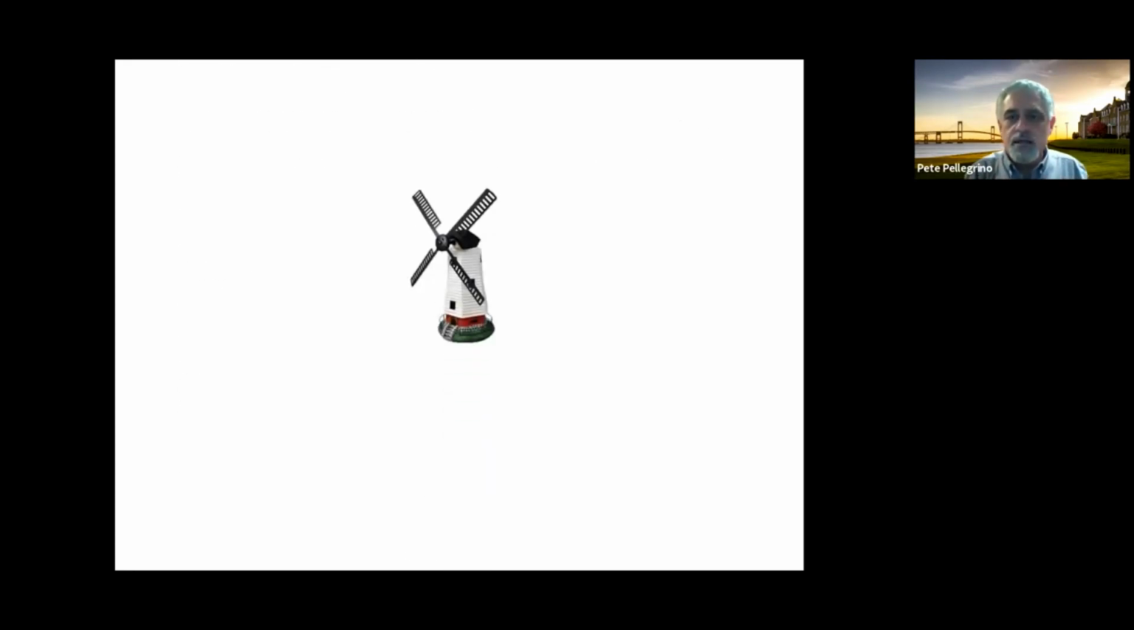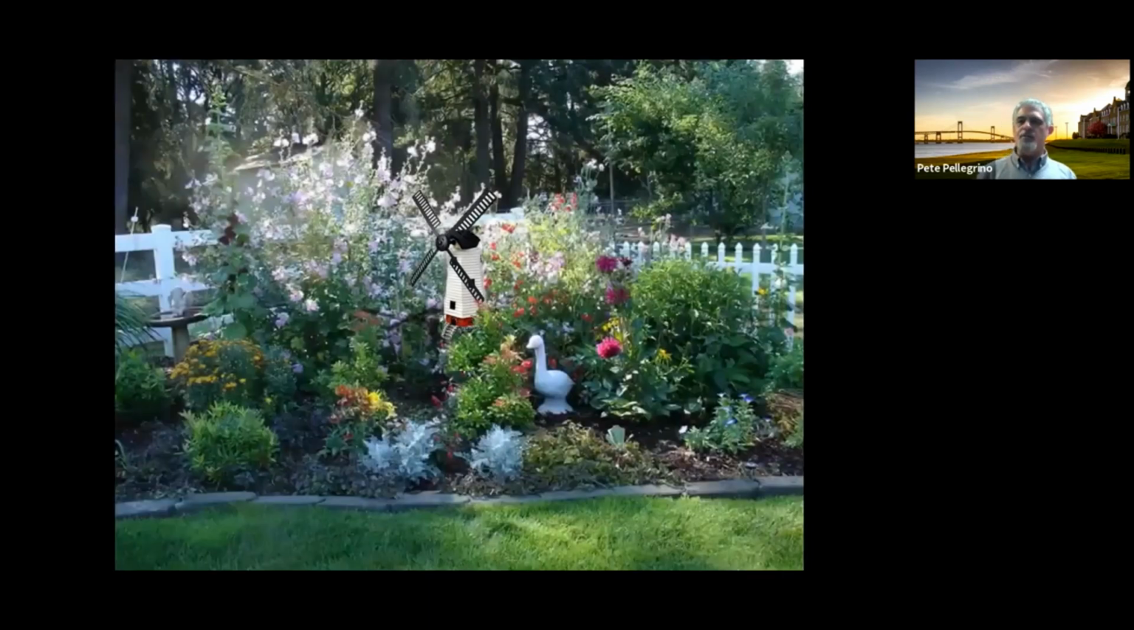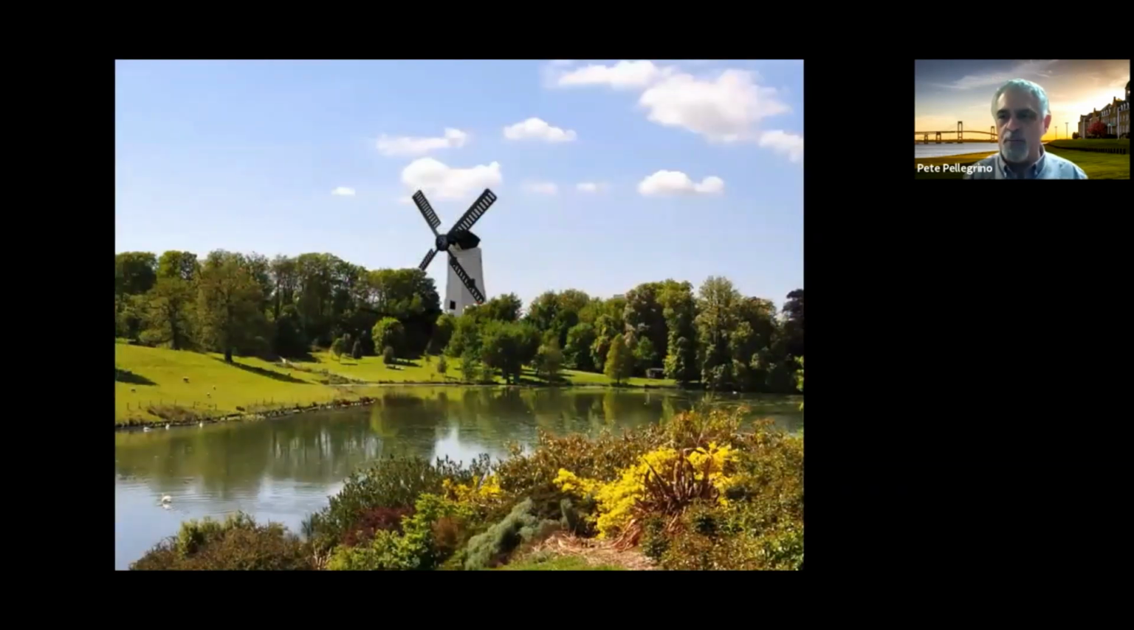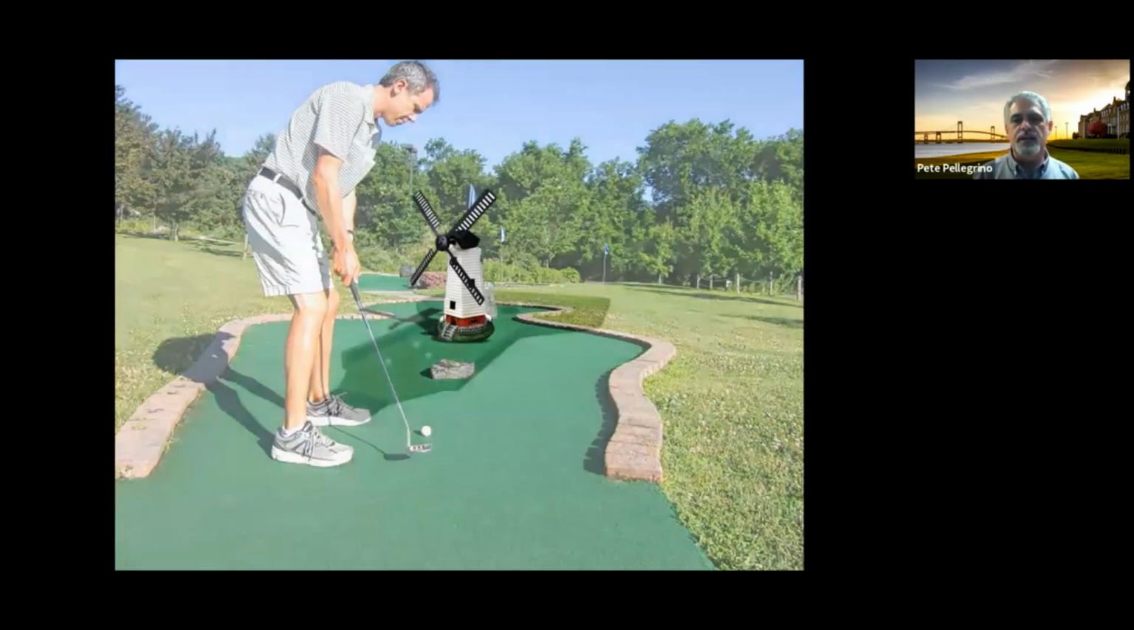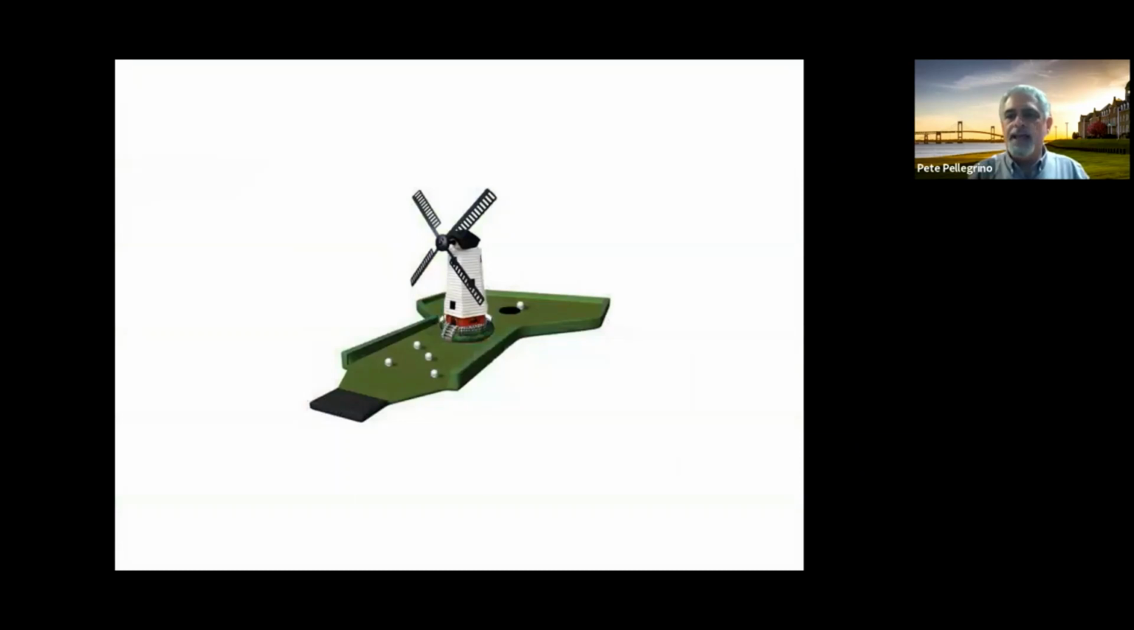What's this? Again, this is easier than classroom, right? You could all chime in and say, why, Pete? It's a windmill. So yes, it is. But is it a windmill? Is it a lawn ornament? Is it a piece of infrastructure pumping water in the Netherlands? Is it an obstacle on a mini golf course? Until you put context with it, your windmill is just a windmill.